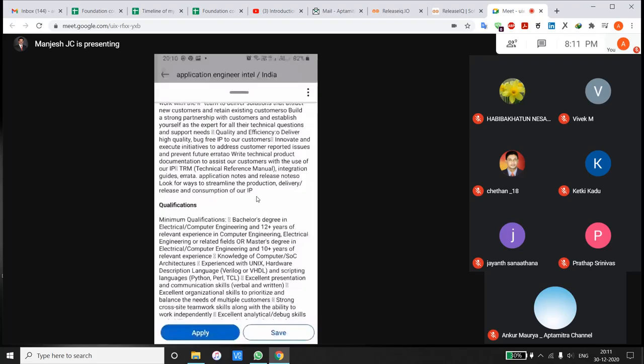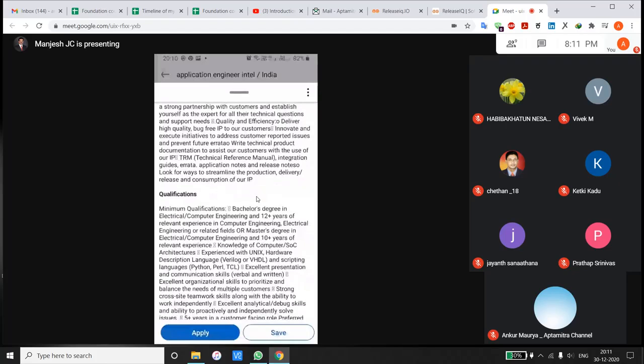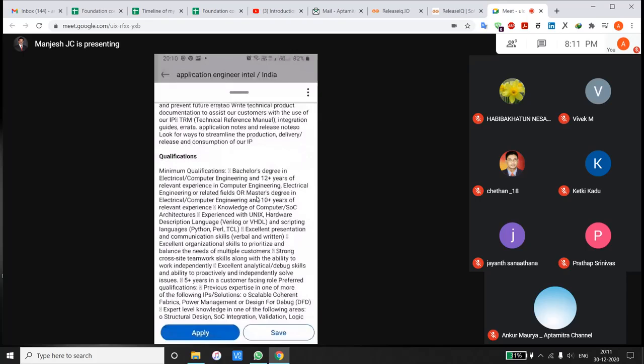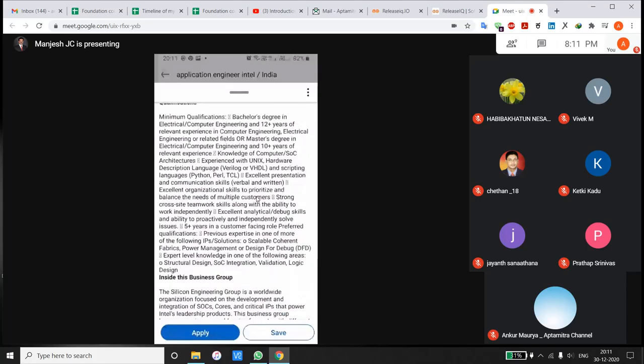So you need to know that. Then it's saying release notes. You need to release the application notes. So if you're good in documentation, this is a job which you can do. Okay. And here you see they have asked various qualifications that you should be knowledgeable about Unix, Verilog, Python scripting.